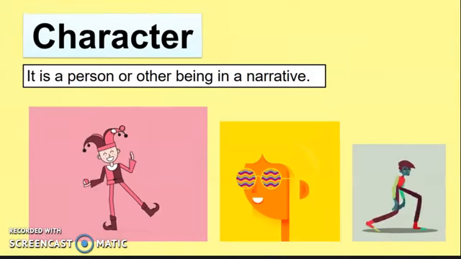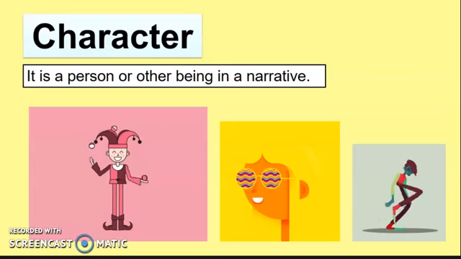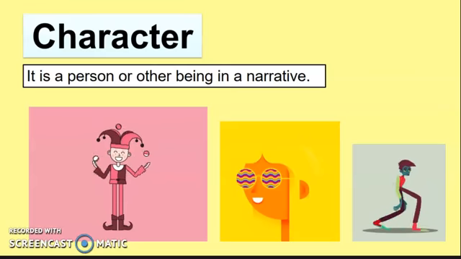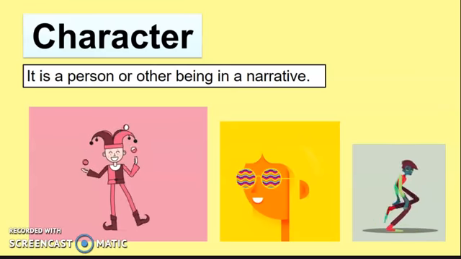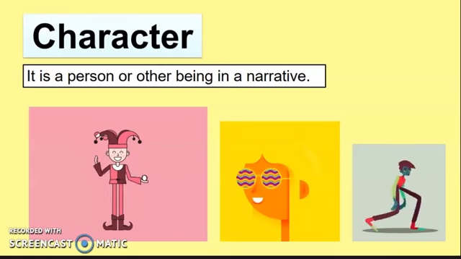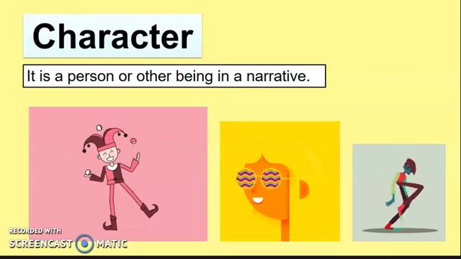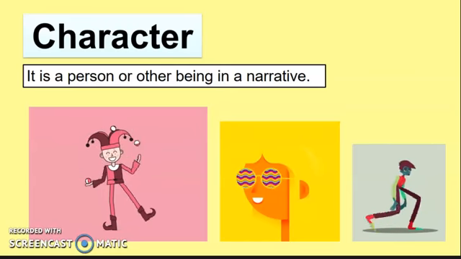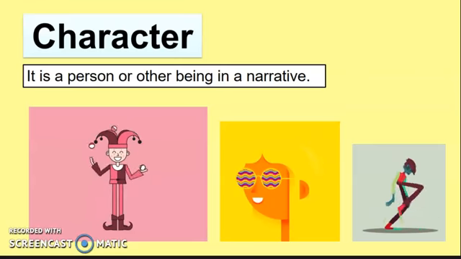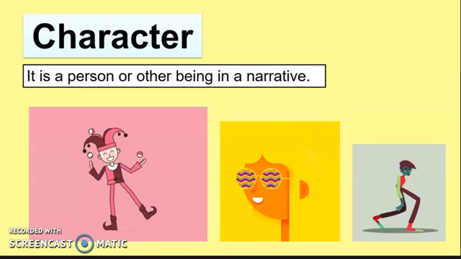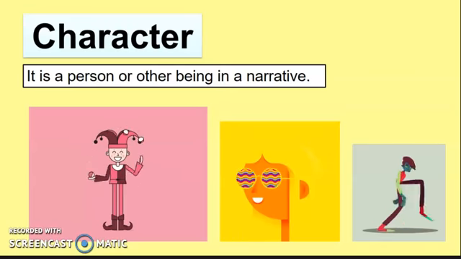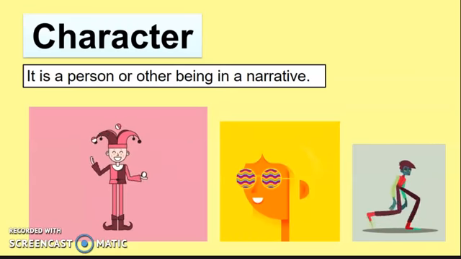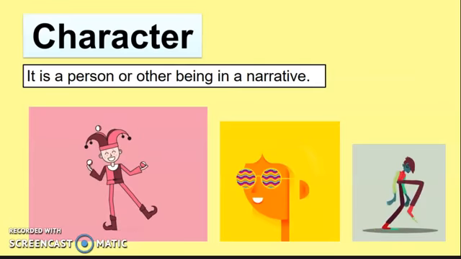Next is the character. It is a person or other being in a narrative. The plot can only exist with characters. Now, the main character is placed in a situation that contains a problem he or she must overcome. Therefore, conflict exists. Most stories also have minor characters who either help or hinder the main character's attempt to solve the conflict. There can be many different types of characters within a story.